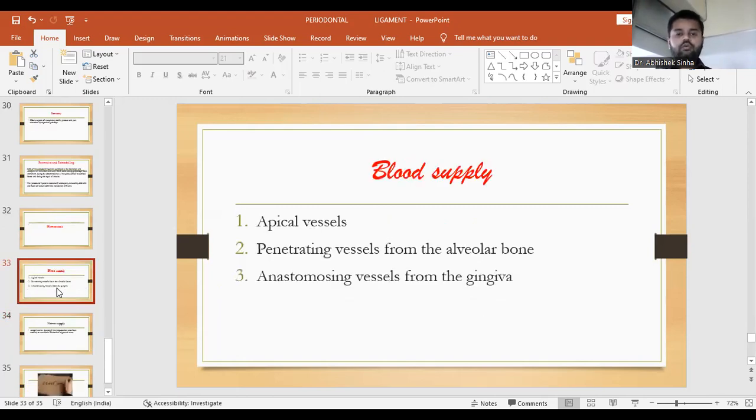So what is the blood supply of a periodontal ligament? Every tissue has a blood supply except cementum, because cementum is avascular mesenchymal tissue. Every tissue in your normal periodontium has blood supply except cementum. So this periodontal ligament also has a blood supply. It has 3 vessels: apical vessels, penetrating vessels from the alveolar bone, and anastomosing vessels from the gingiva. If you remember the supraperiosteal vessels we spoke about in the gingiva class, those same vessels anastomose with the PDL vessels.